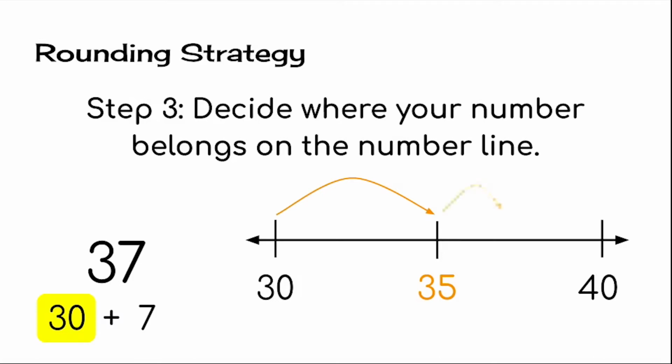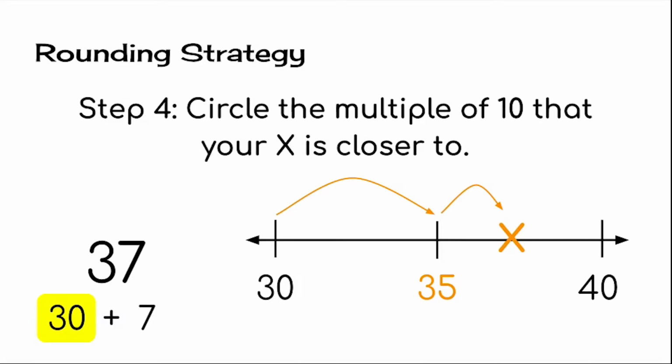Now, 37 is a little bit more than 35, so I'm going to put my X over here. That's where 37 belongs on this number line. And the last step, step 4, is to circle the multiple of 10 that your X is closer to. Well, remember, the multiples of 10 are 10, 20, 30, 40, and this X is definitely closer to 40. So 37 rounds to 40.